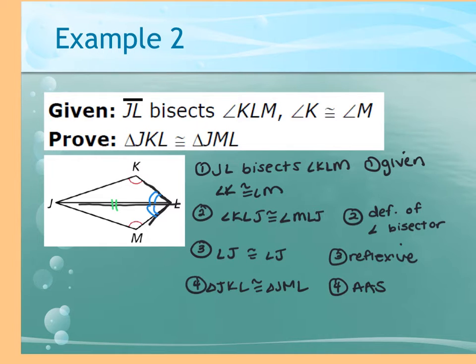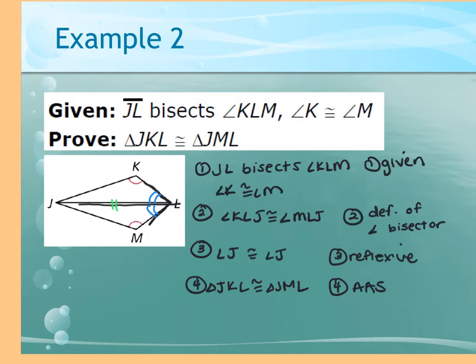Good job. So 2 and 3 didn't have to be in that order. You could switch 2 and 3, right? But you needed both of them to get to the end. My advice is as soon as you see shapes, look for things like reflexive sides, vertical angles, those things that are easy, that should be coming quick to your mind. You want to identify right away.